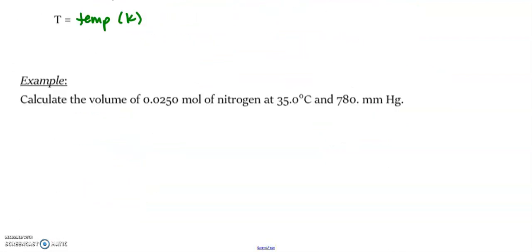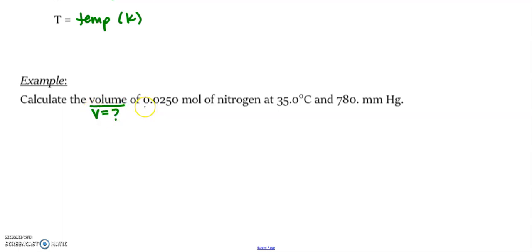So it says calculate the volume of 0.0250 moles of nitrogen at 35 degrees Celsius and 780 millimeters of mercury. All right, so the first thing I'm going to do is go through and underline everything that I know and find my unknown. So calculate the volume. Okay, that's what I don't know. So this is my question mark.